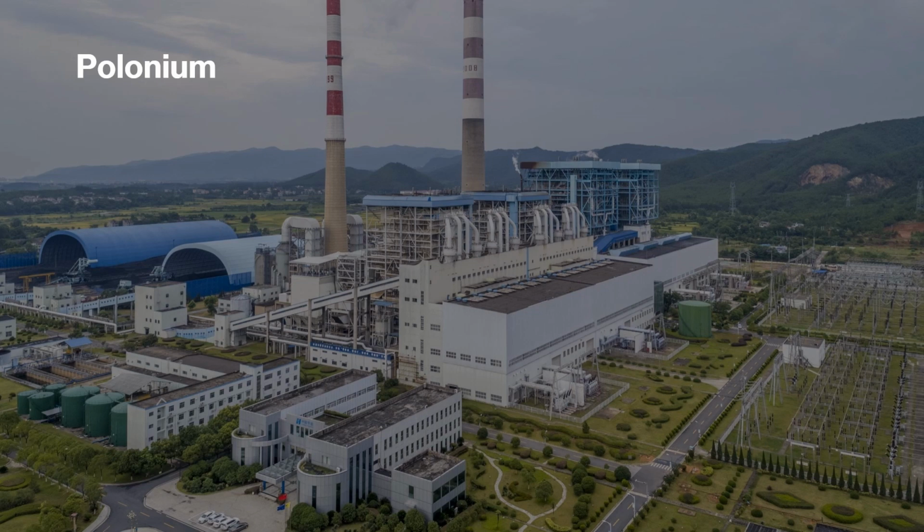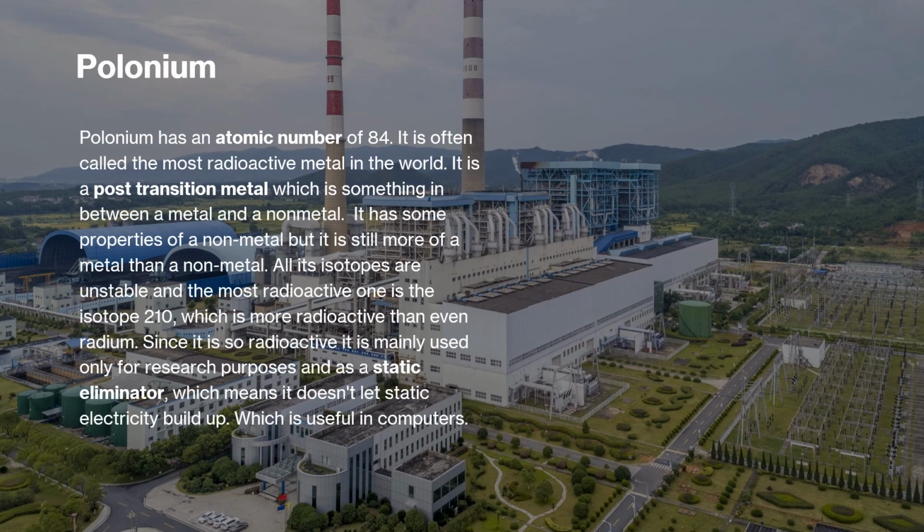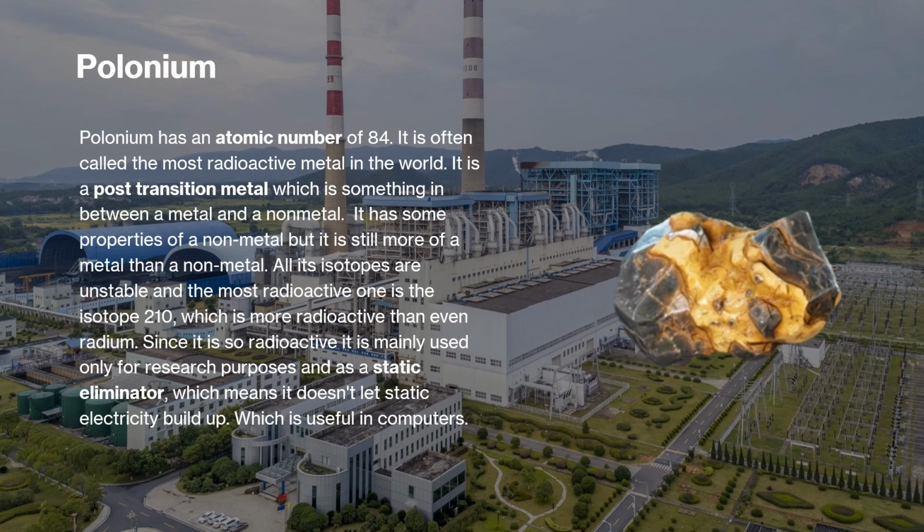Another radioactive material is polonium. Polonium has an atomic number of 84. It is often called the most radioactive metal in the world. It is a post-transition metal, which is something in between a metal and a non-metal. It has some properties of a non-metal, but is still more of a metal. All its isotopes are unstable, and the most radioactive one is polonium 210, which is more radioactive than even radium.